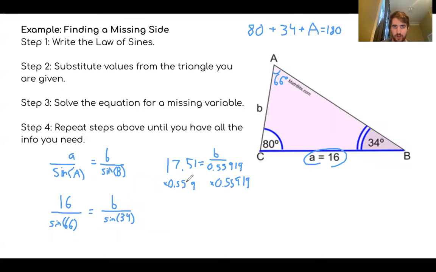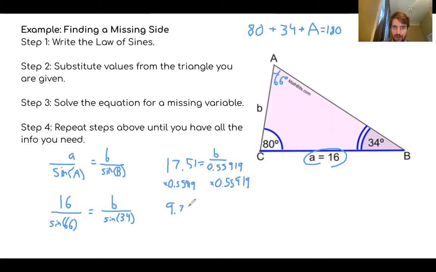Okay, now we do that multiplication. We press enter on our calculator. We get 9.79 equals B. There's our answer. 9.79 equals B. And I'll just type this, I guess. 9.79.